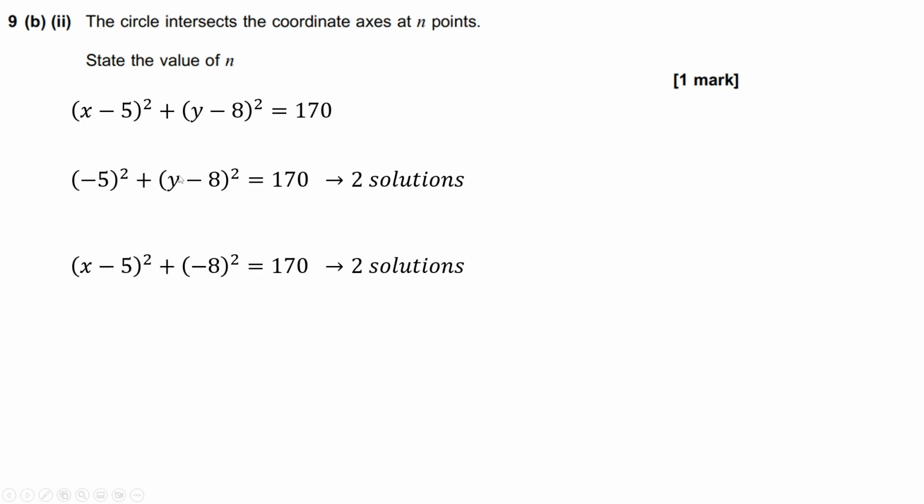It's going to be y squared, and a polynomial of degree n has n solutions. So y to the power of 2 will have 2 solutions. Same with x to the power of 2, that'll have 2 solutions. So in total, it has 4 solutions.